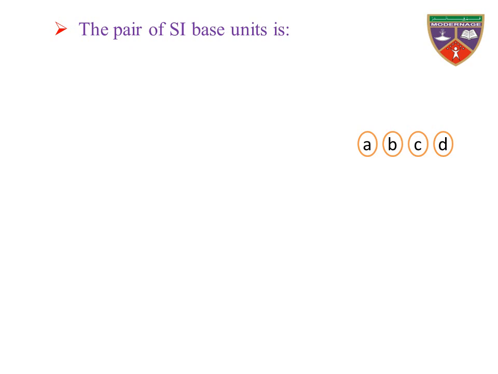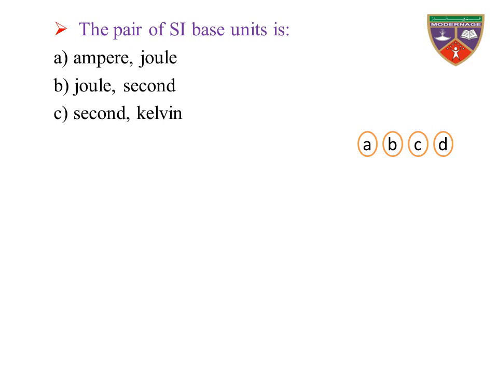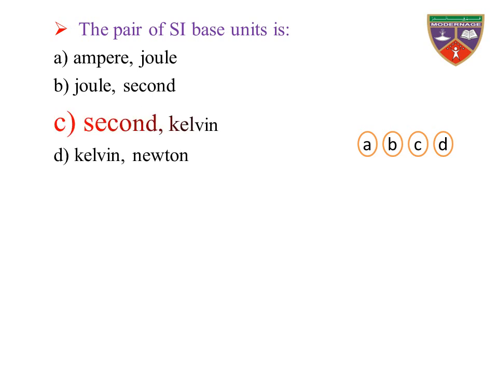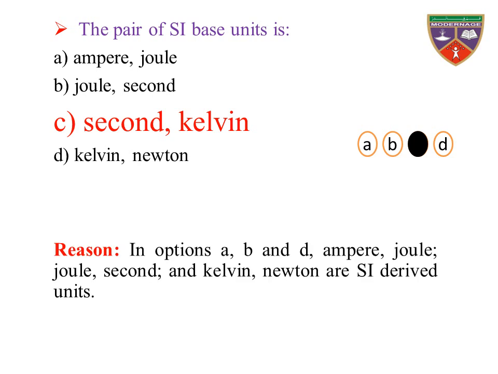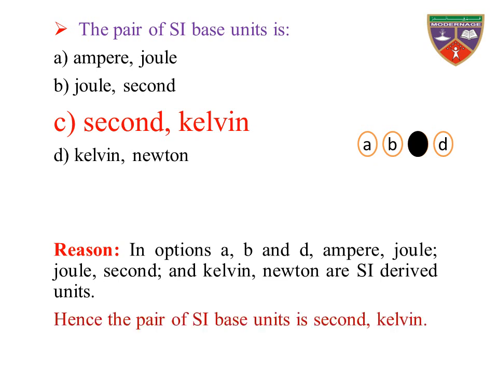The pair of SI base units is: option A ampere, joule; B joule, second; C second, Kelvin; D Kelvin, Newton. The key is second, Kelvin. The correct option is C. Reason: in options A, B, and D, ampere joule, joule second, and Kelvin Newton are SI derived units. Hence, the pair of SI base units is second, Kelvin.